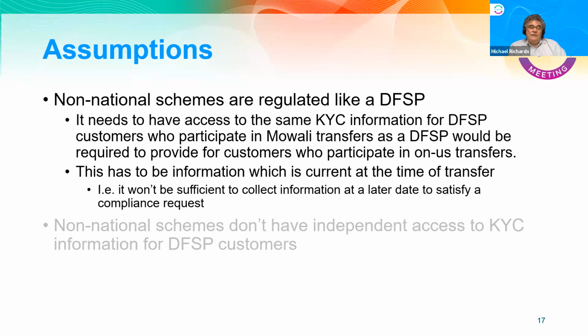So we assume that therefore, a non-national scheme needs to have access to the same KYC information for DFSP customers who participate in transfers using it, as the DFSP will be required to provide for customers who participate in the DFSP's own on-us transfers. And also we assume that that has to be information which is current at the time of transfer. That is, it won't be sufficient to pick up the information later on if the regulator says, oh, by the way, what happened about this transfer? Why did you allow it?